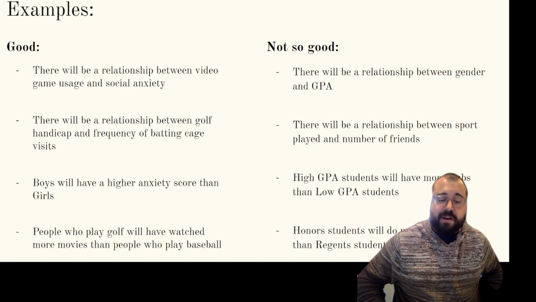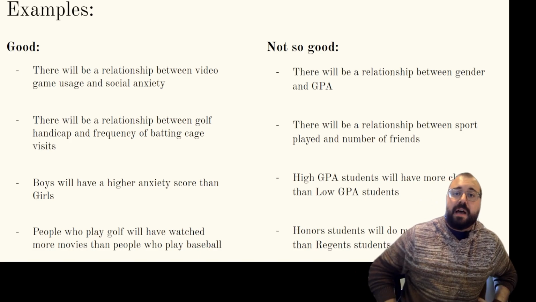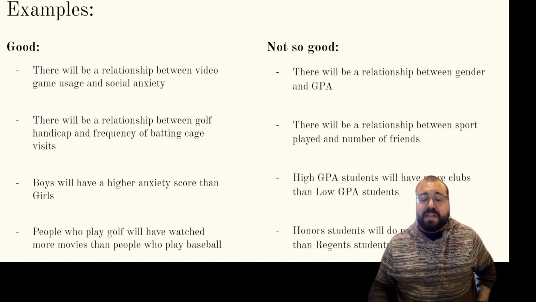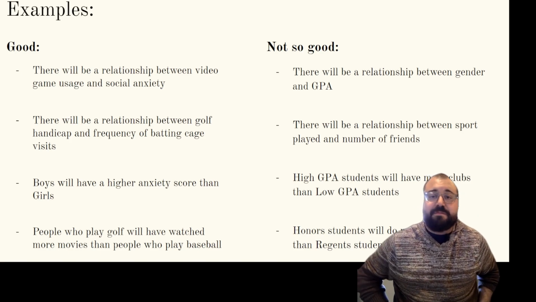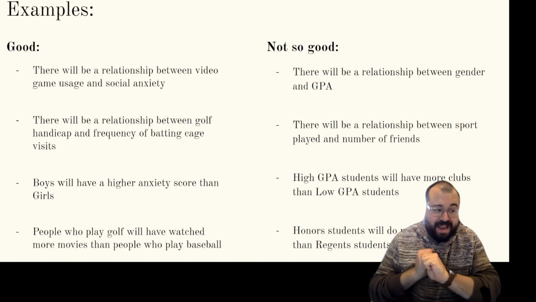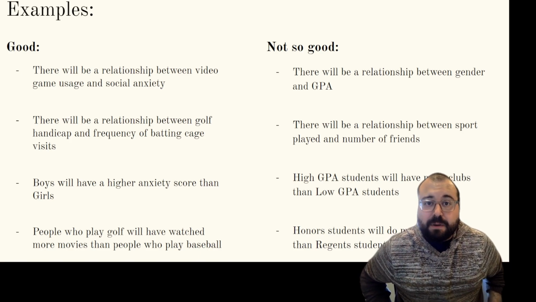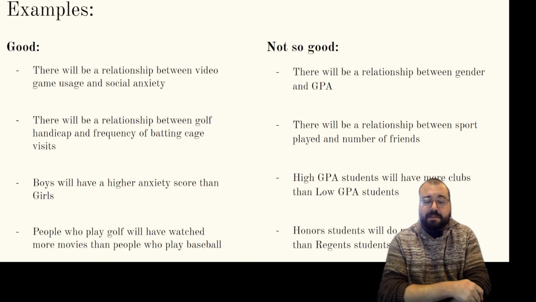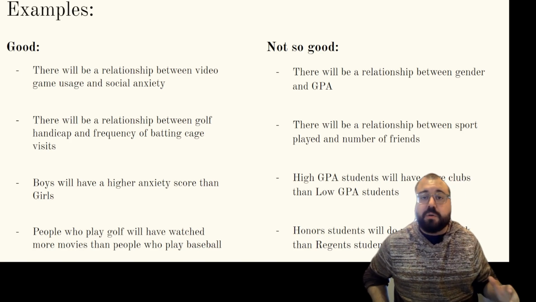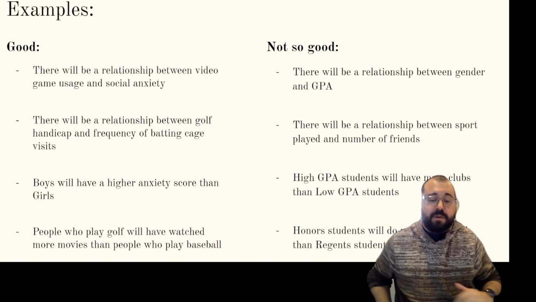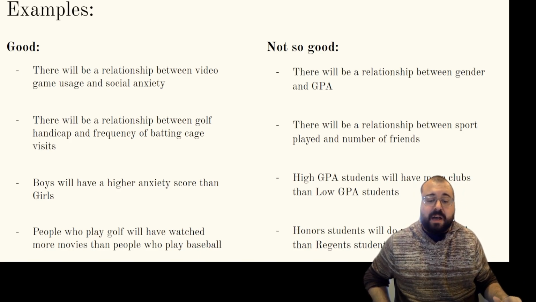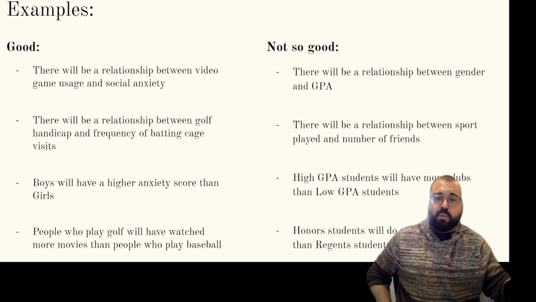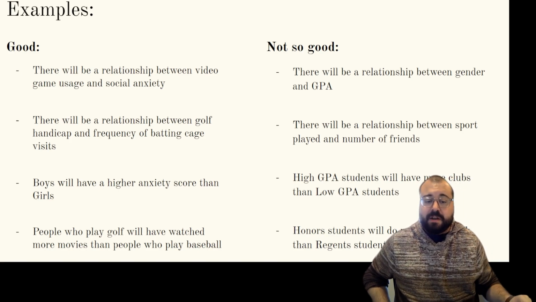Another variable relationship example would be: there will be a relationship between golf handicap and frequency of batting cage visits. Maybe you feel the hand-eye coordination from baseball is going to translate to golf. So you could ask, how many times do you go to the batting cage per year? And then you could ask, what is your golf handicap, which is also going to be a number that varies.